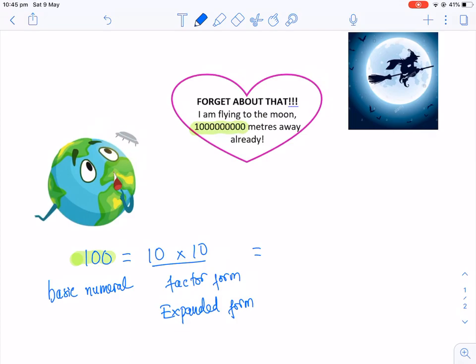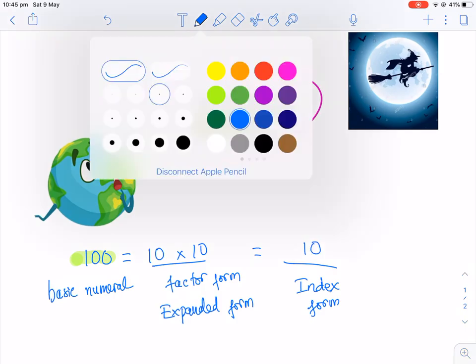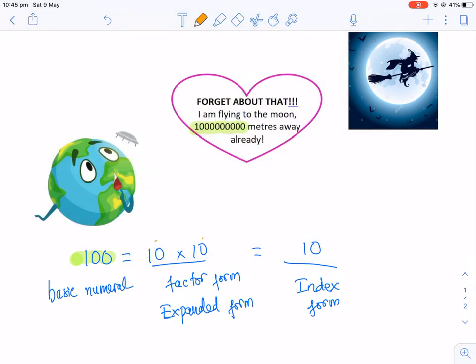Now, we can shorten it up by using index form. And how to use index form? With index form, you have to identify which one is the base. So the base here is the main number, which is 10. And you have to count how many number 10s. 1, 2. So you write a little number 2 on top of 10. So this one is the index form with the base. The base is 10 and the index is 2. So this one is the base and this one is the index.